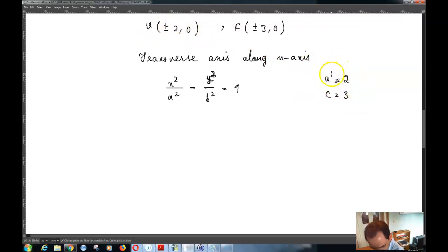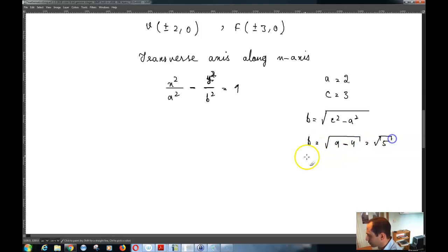Based on this, I can calculate my b, which is b equal to the square root of c squared minus a squared. So b is equal to the square root of c squared 9 minus 4, which is equal to the square root of 5. So your b is equal to square root of 5, so your b squared is equal to 5.